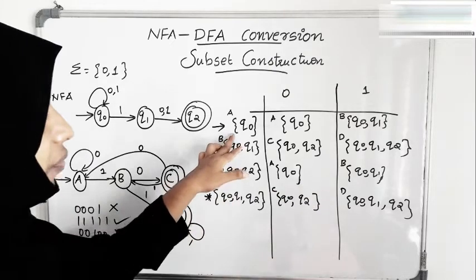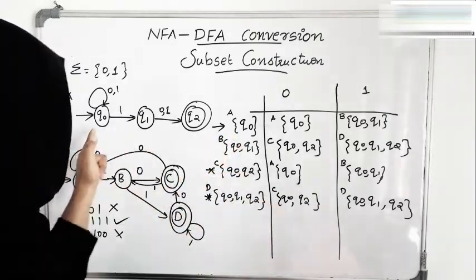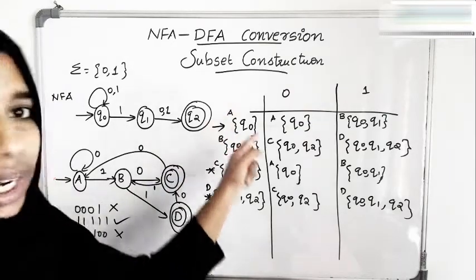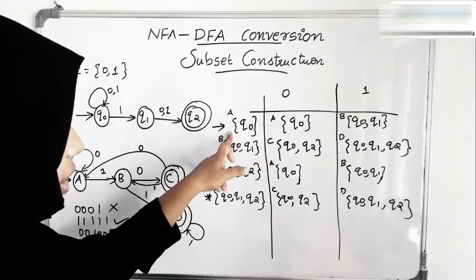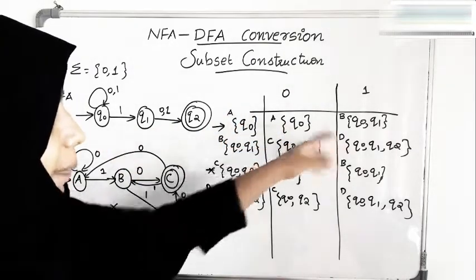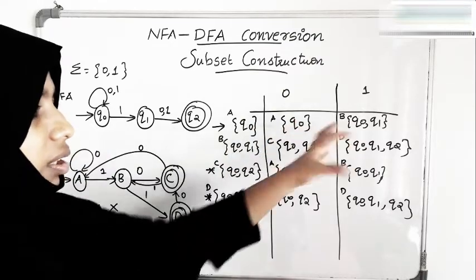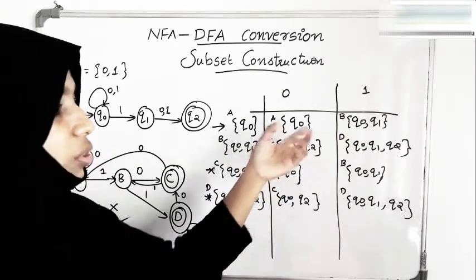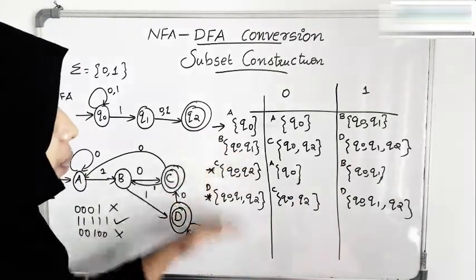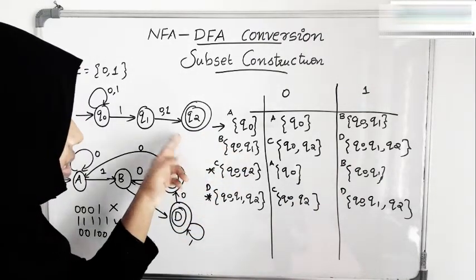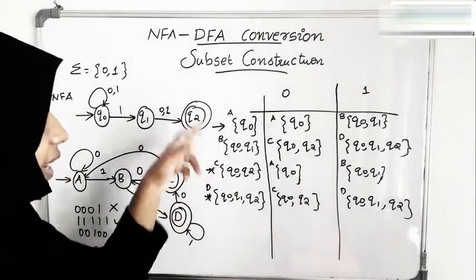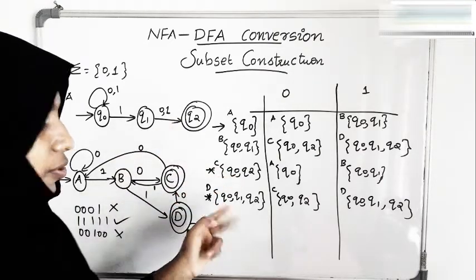So for the time being, just understand that this is how we do the conversion. That is, we will start with the set containing the start state of the NFA as the start state of the DFA. Now we will apply 0, we will apply 1. We will write all the sets here. Now we will take every new set as a new state and we will process all the states. The sets of states containing the final state of the NFA are the final states of the DFA.